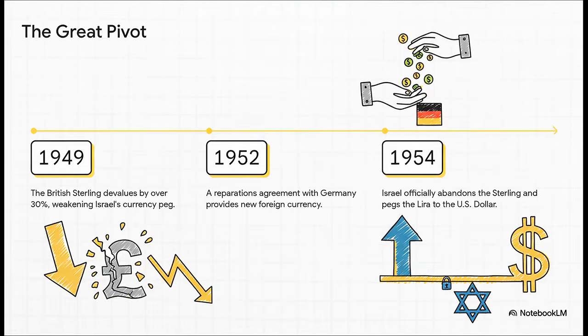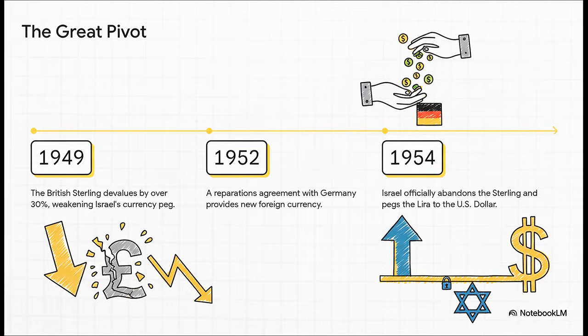This whole pivot didn't happen overnight. It came in stages. First, in 1949, the big ship they were tied to, the British sterling, suddenly lost over 30% of its value. That was a huge shock that pulled Israel's currency down with it. Then, in 1952, a reparations agreement with Germany starts providing a new, vital source of foreign currency. So by 1954, the choice was pretty clear.